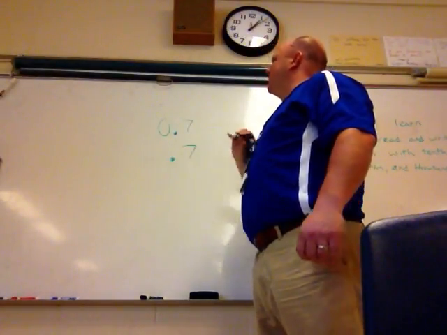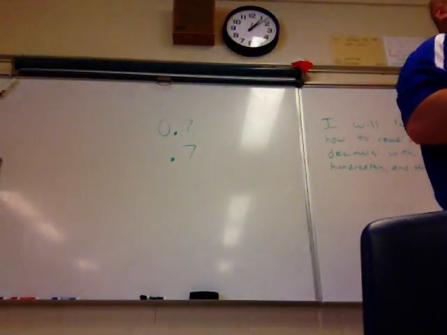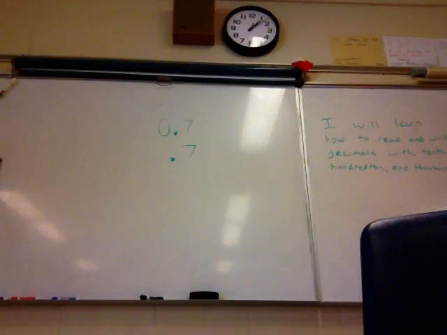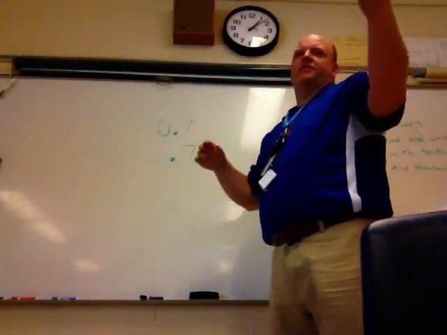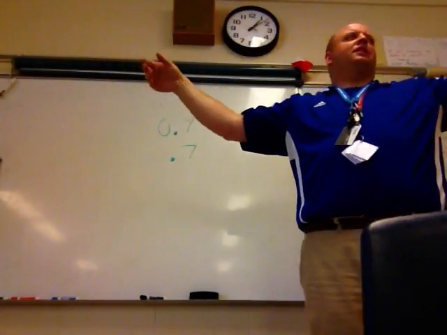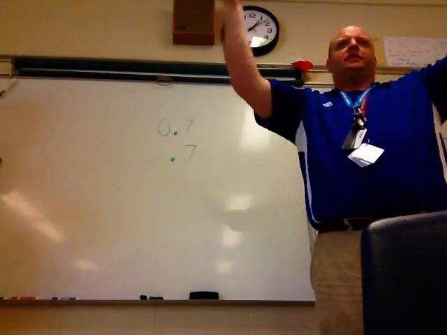Raise your hand if you think you can say this decimal. Look at the number, think of the label. Let's all say just the number part together. 7. Now we have to go, all right, where is it located? Tenths. So now we're going to put the first name and the last name together. 7/10.